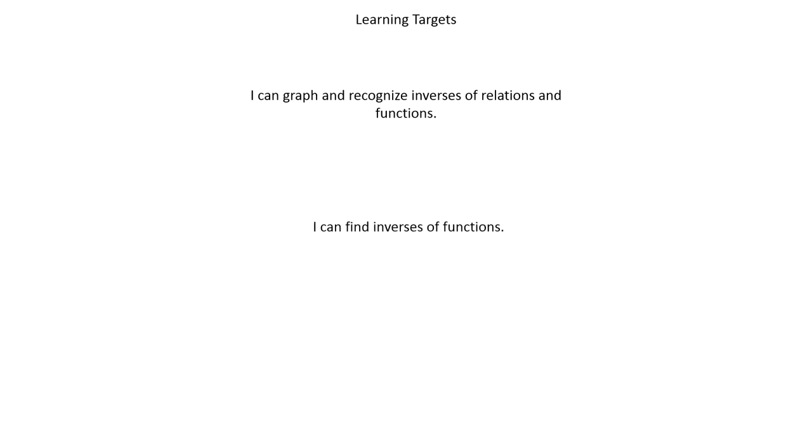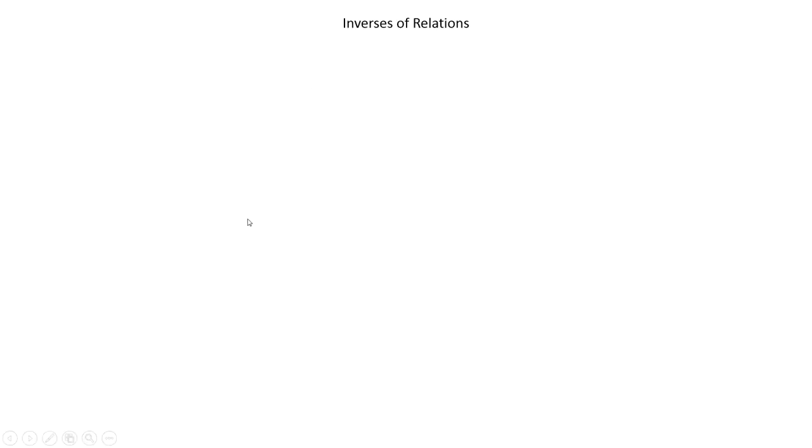So, first we have our learning targets. First one, I can recognize and graph inverses of relations and functions. So that's both graph them and be able to recognize them, probably from the graph. That's what we were looking at earlier today. And I can find inverses of functions. This is something that we didn't do during the calculator lab. The calculator was able to graph it for us without us ever having to find it, but finding them will be very important.